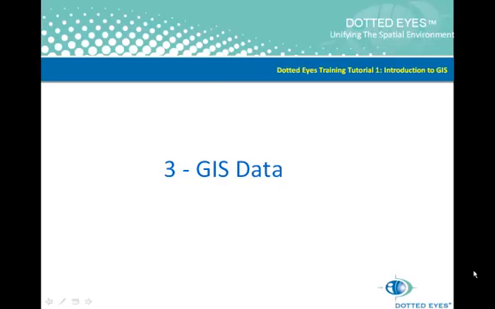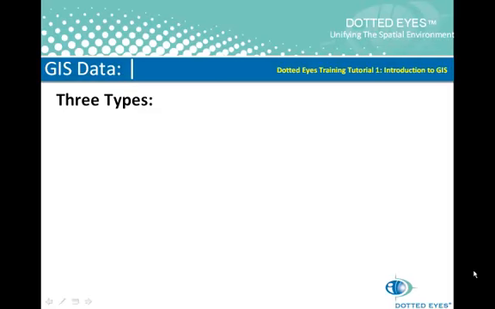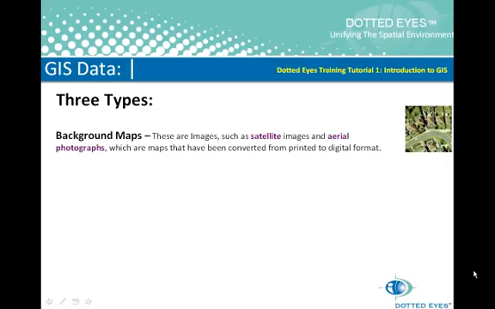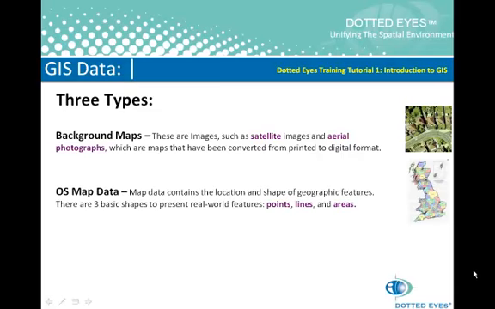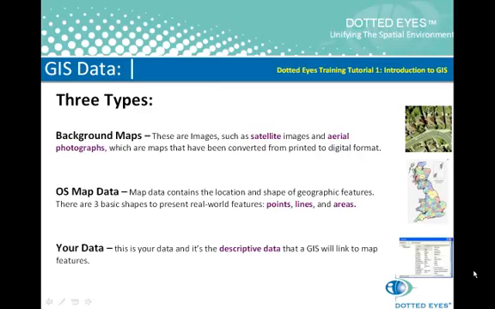The most important consideration with regards to GIS is data. There's three types of data. Your background maps, which are essentially pictures on your computer. These could be satellite or aerial photographic images. Then there's a detailed Ordnance Survey mapping. These could be represented as points, lines, and areas. And obviously, there's your own data. How can we get your data into a mapping system, and what can we do with it?